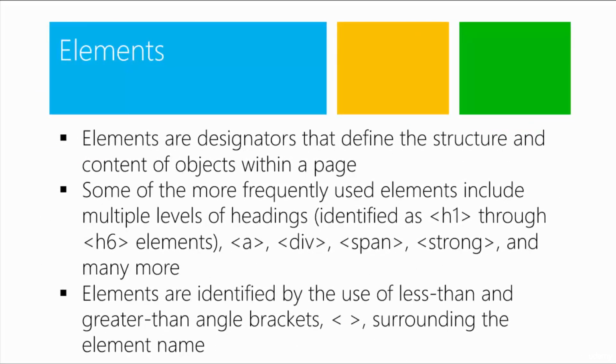So elements are simply the designators that define the structure and content of objects within a page. Some of the more frequently used elements, for instance, include multiple levels of headings, such as identified by H1 through H6 elements, or the anchor tag, the div, span, strong, and there are hundreds of them. Elements are also identified by the use of less than and greater than angle brackets. So every time you see the angle brackets surrounding the element name, this means that they are identified as being elements.